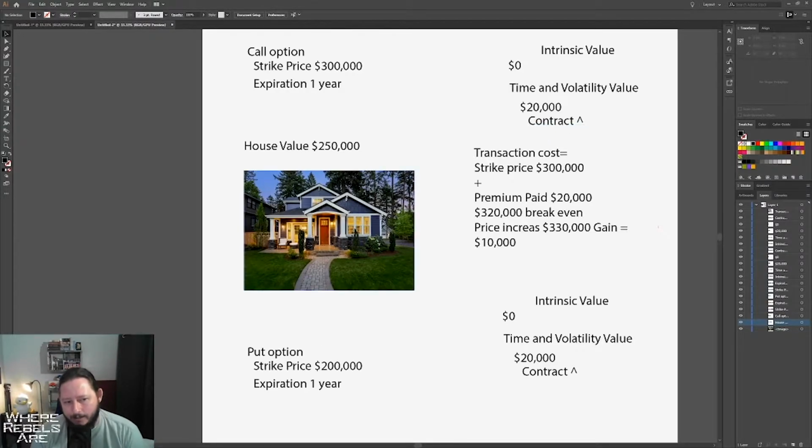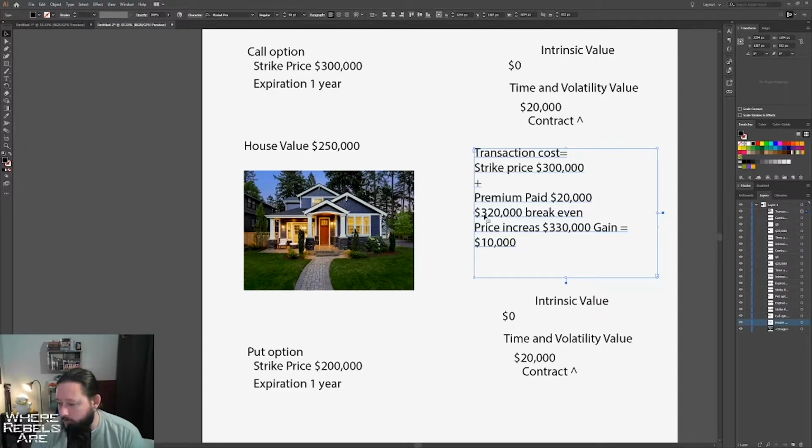You don't ever actually have to own the house or the underlying stock when you're talking about options. That is a plus if you understand what you're doing. But the drawback is you're not actually making a lot of headway in this scenario. In order to break even, it has to hit your price target of $320,000, which is your contract cost plus your strike price. And then your gain, should it increase beyond that point, is only represented by subtracting that break even.